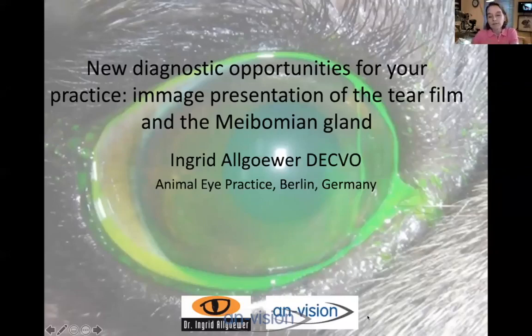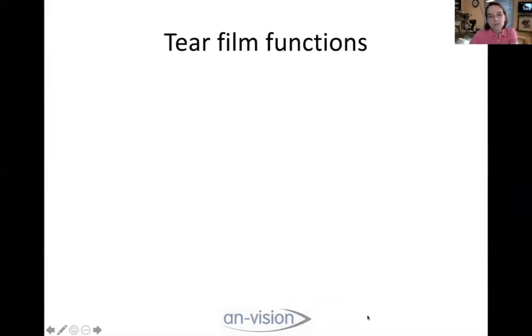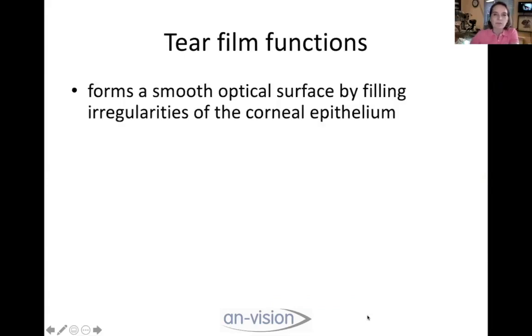So the topic is new diagnostic opportunities for the image presentation of the tear film and the meibomian glands, and we need to be on the same boat regarding some basics. I'm just quickly reviewing things that you know and you learned, and it's all there, but we need to be clear on terms, and I think it's always good to have a review to start with.